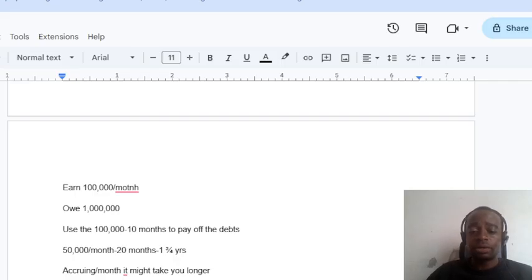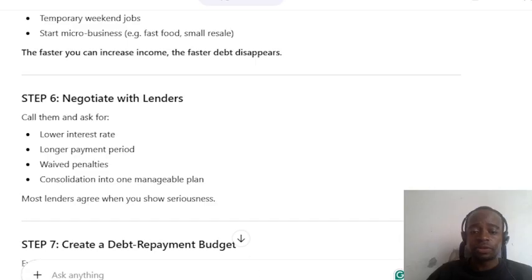Now, step number 6 is that you need to negotiate with your lenders. This is actually a very important step, because if the interest is very high, then it will be practically impossible to catch up. If the payment period is short, it will also be very difficult. I think one of the most important things is to do what we call debt consolidation.